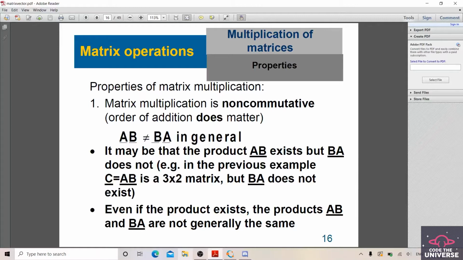All right. So also, just because AB exists does not mean that BA will exist. So again, the existence of the product matrix depends completely upon the dimensions factor, because the number of columns in the first matrix should be equal to the number of rows in the second matrix, and given that is satisfied, only then will you actually have a product matrix.